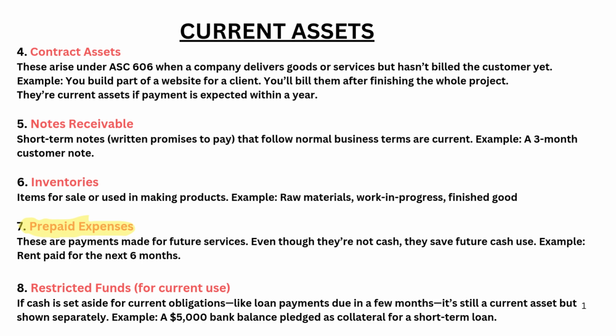8. Restricted funds for current use. Sometimes cash is set aside for specific short-term purposes, like repaying a loan soon. Example: a $5,000 bank balance kept as collateral for a short-term loan. Even though it's restricted, it's still a current asset, but reported separately. So in summary, current assets aren't just about cash, they're about resources the company can use within a year to keep the business running smoothly.